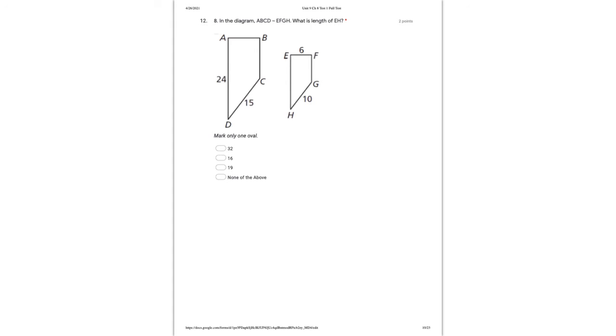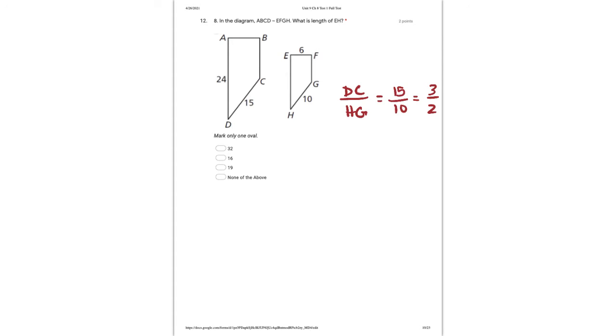What is the length of EH? So I already know my scale factor. What was that? Well, I'll just find it again. I don't remember which one I did, but DC over HG. 15 over 10 divided by 5, 3 over 2.